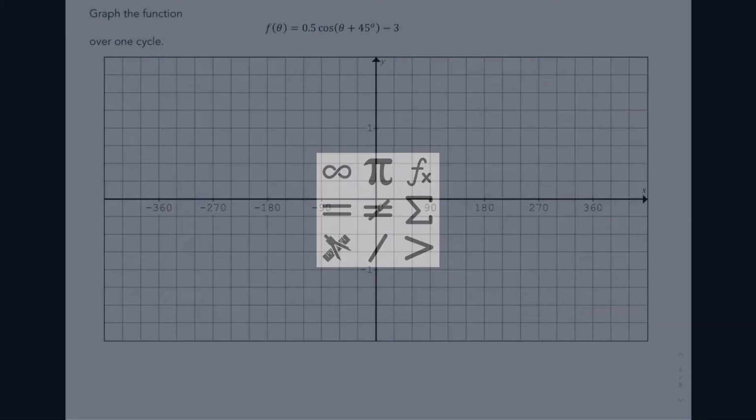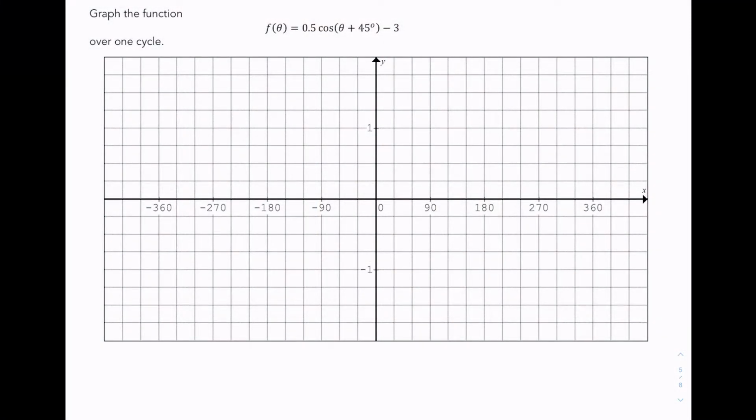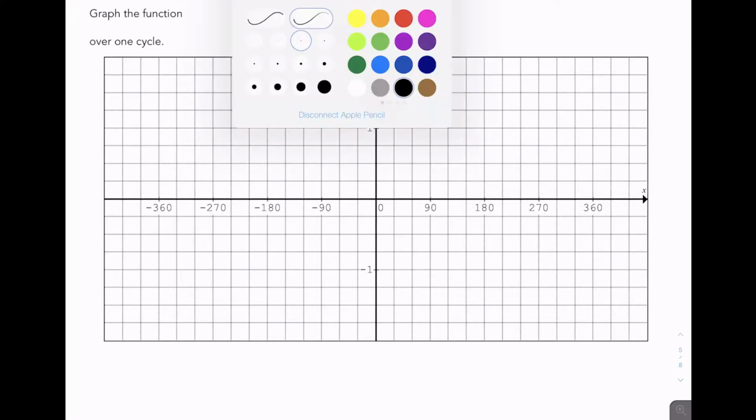Okay, we're going to be graphing here a cosine function under some transformations. And I'm going to do this one the old-fashioned way, one step at a time, by just showing how each transformation acts on the original cosine graph. So let's start by actually putting that original graph in.